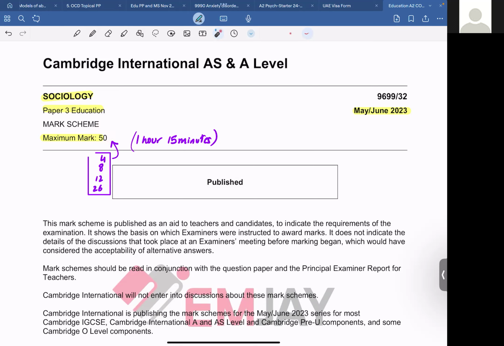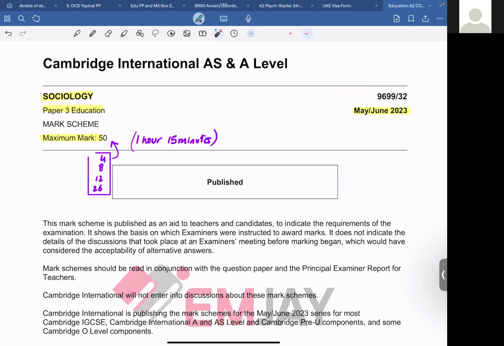These 50 marks are divided into 4 different questions that are of 4 marks, 8 marks, 12 marks, and 26 marks respectively. You add them all together, this turns out to be 50. Remember, you do not get any choice in your questions when it comes to paper 3.